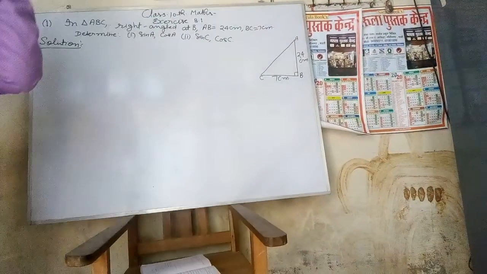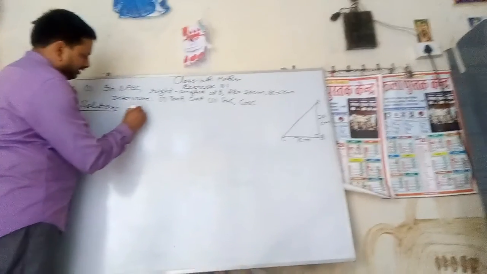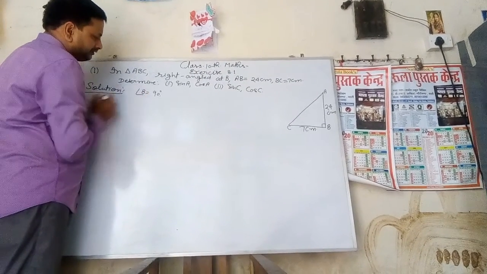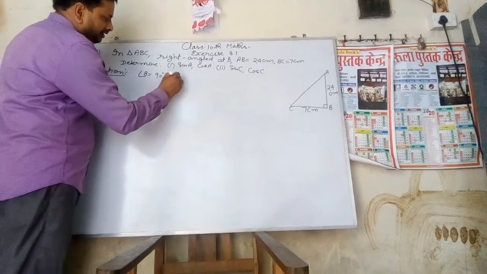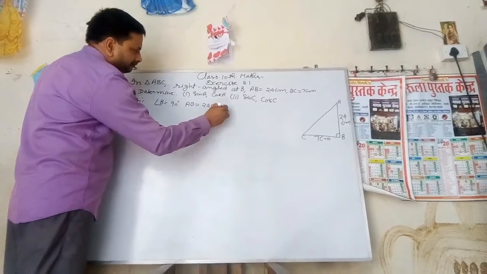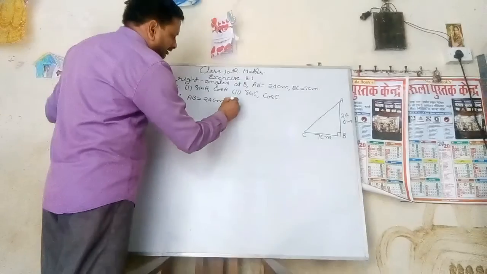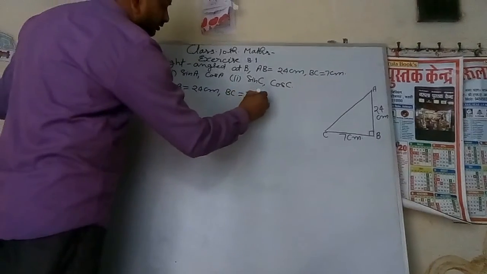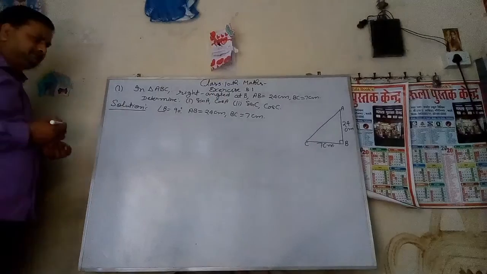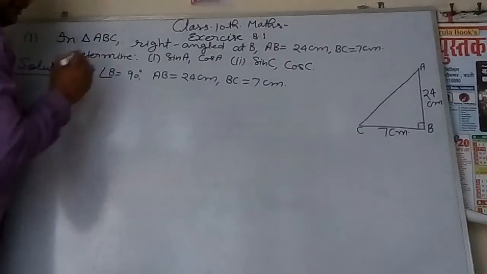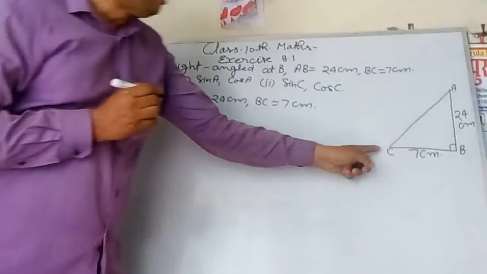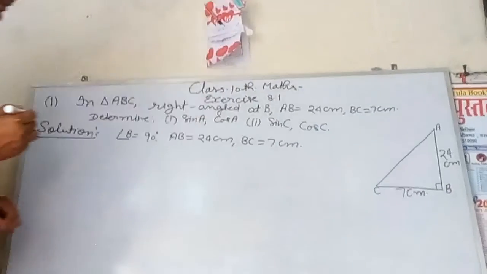So given that angle B equal to 90 degree, AB equal to 24 centimeter, and BC equal to 7 centimeter. It is a very simple problem. Now we need to find the value of this hypotenuse AC.